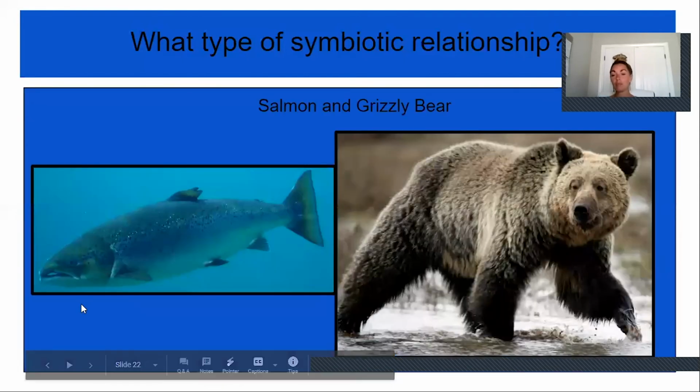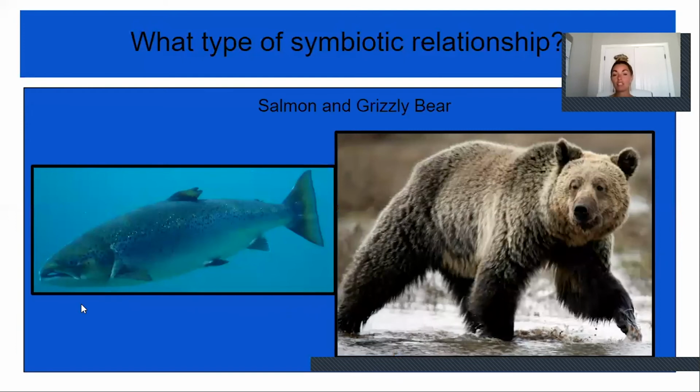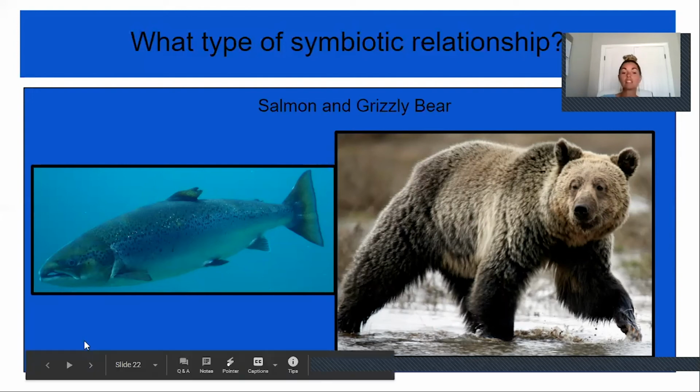Okay, what type of symbiotic relationship is the salmonfish and the grizzly bear? What would that fall under? Predation, mutualism, parasitism? What does it fall under? Commensalism.